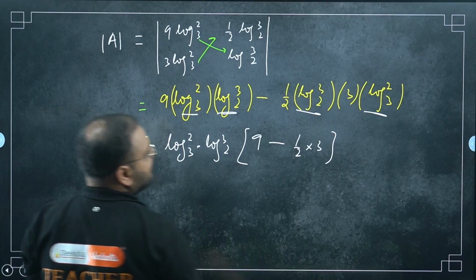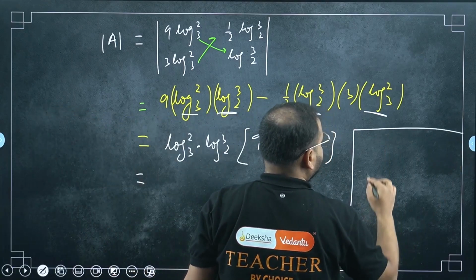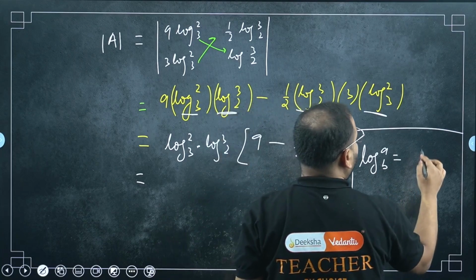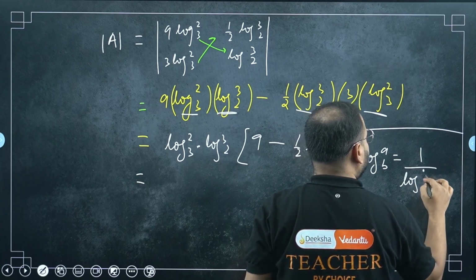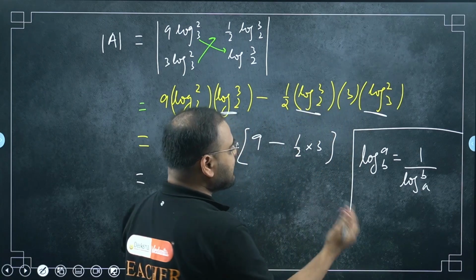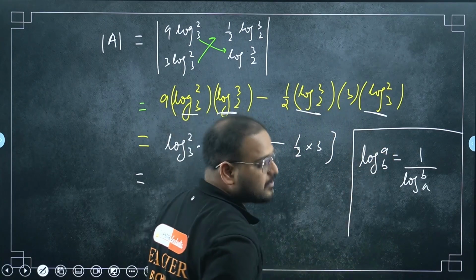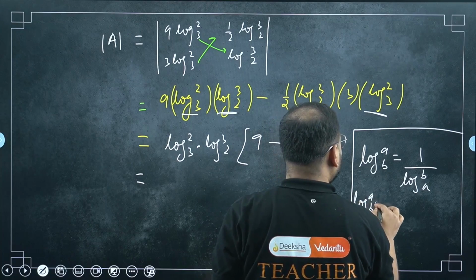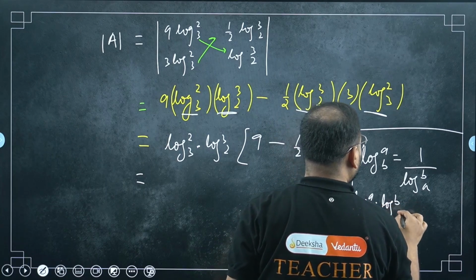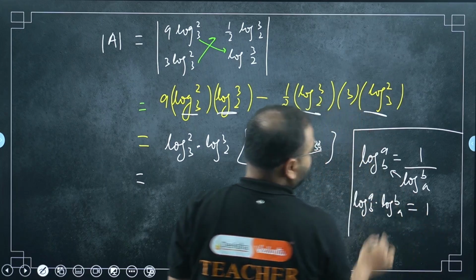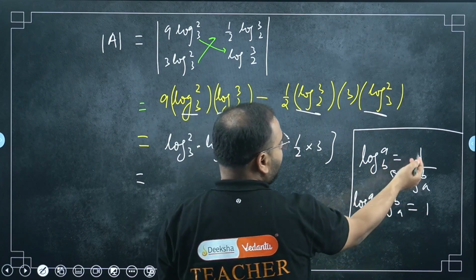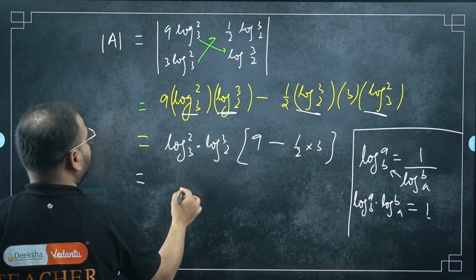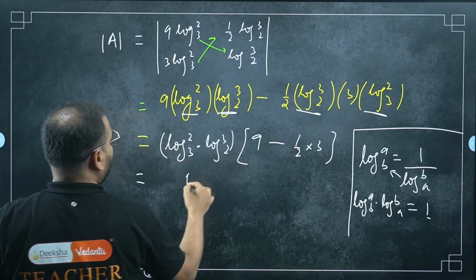Now if you remember this formula, log of a to the base b is equal to what? 1 upon log of b to the base a. Right? Base I can change in reciprocal. Cross multiply. Log a to base b multiplied with log b to base a is nothing but 1. This whole thing is 1.